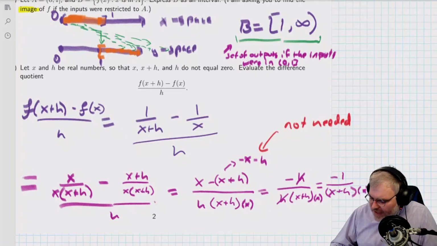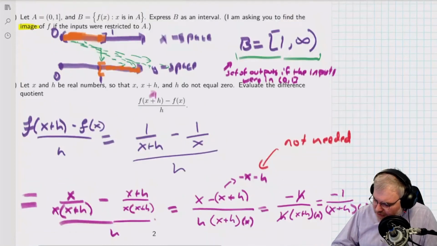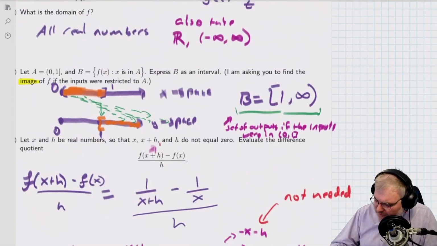Why is there an h on the bottom? Well, there was an h here, so I'm just subbing in. So f of x plus h is 1 over x plus h, if I plug it into my formula. f of x is simply 1 over x. So when I sub it all in, I get 1 over x plus h minus 1 over x, all over h.